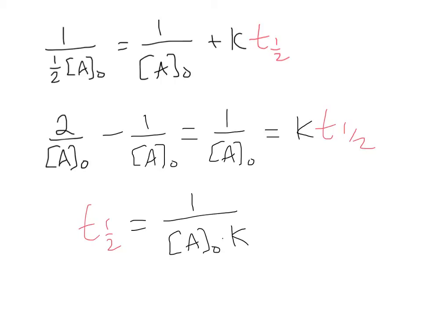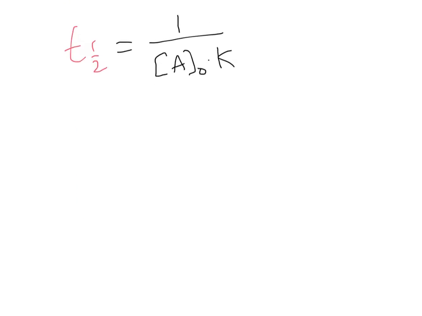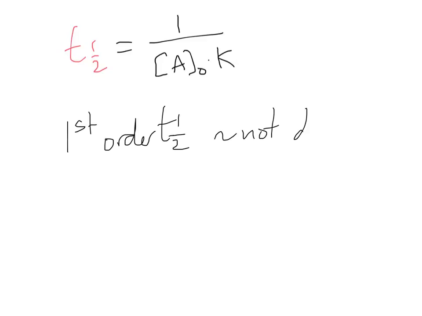So t sub 1/2 is equal to 1 over a sub 0 times the second order rate constant. Now notice here that unlike the first order, if you remember for a first order half-life, it's not dependent on the concentration. That is to say that it doesn't matter how much you've got, it takes the same amount of time for half of it to get used up. Now for a second order half-life, it depends on the original concentration.